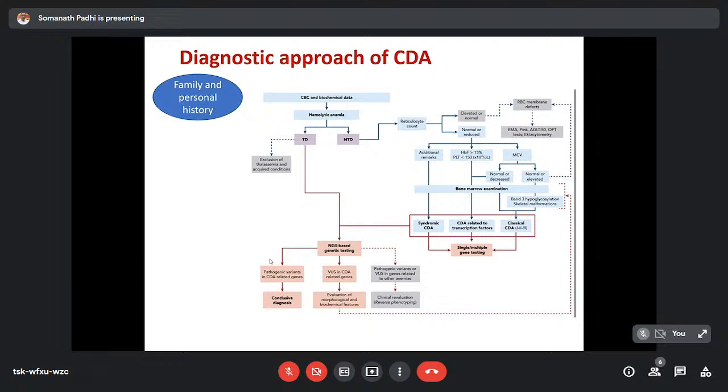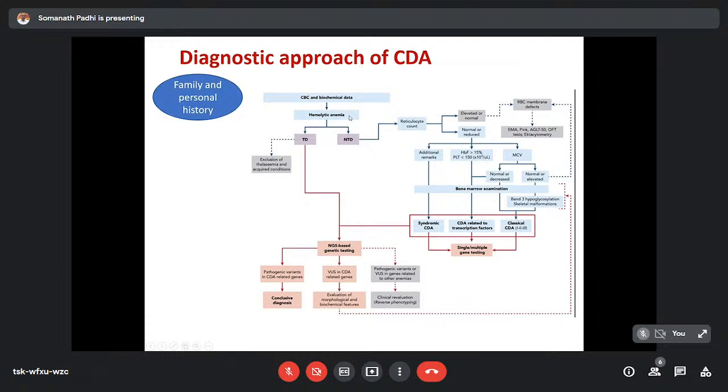So, how should you approach a case of congenital dyserythropoietic anemia? Family history and personal history have to be taken into consideration first. Following that, this flowchart was published in Blood Reviews in 2020 by the Iolascon group. There should be a CBC and biochemical parameters, especially hemoglobin, red cell distribution width, mean corpuscular volume, and reticulocyte count. Corrected reticulocyte count is mandatory because we do not expect any change in the TLC and platelets.